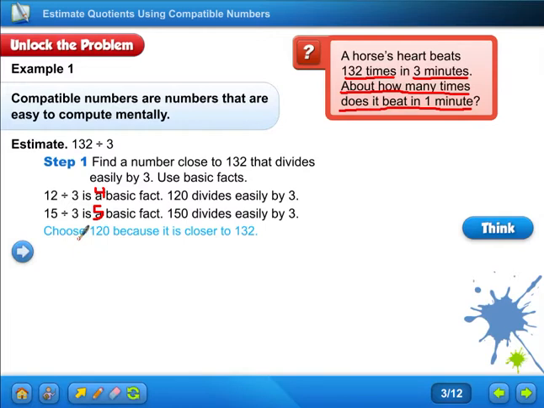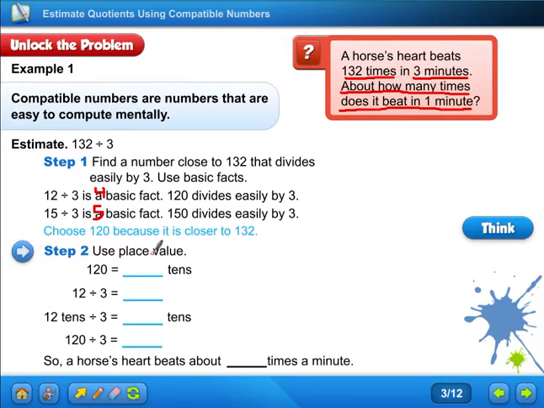I'm going to choose 120 because it is closer to 130. 150 is a little bit further away, but 120 is pretty close. How I picked these numbers was you can do your 3 song in your head, or sing the 3 song and write it down, and then they just added a 0 at the end.